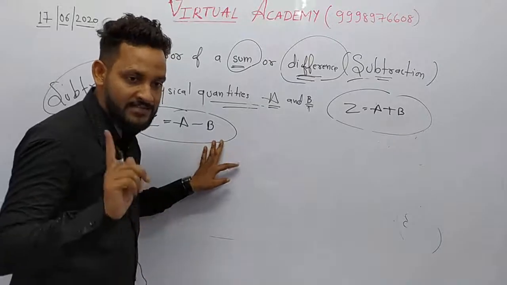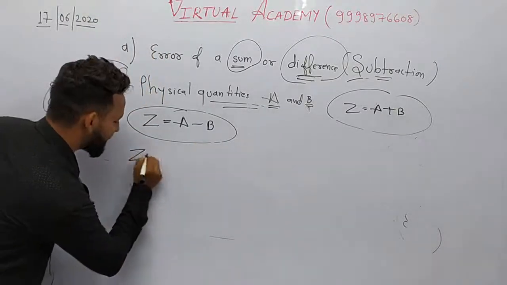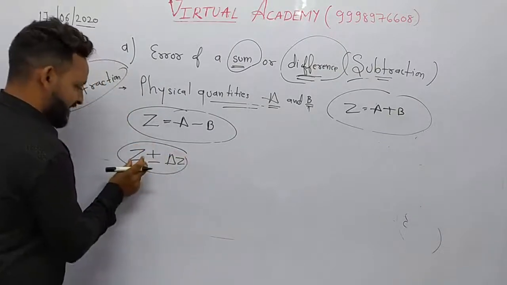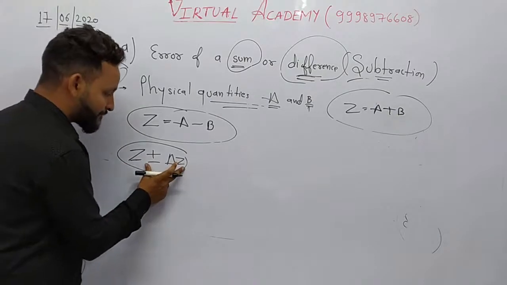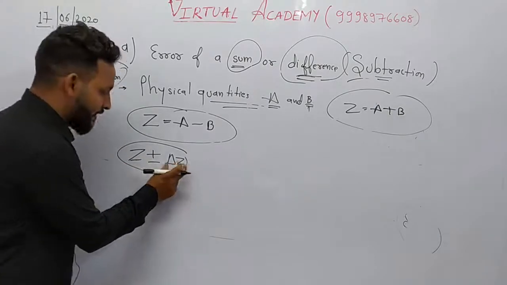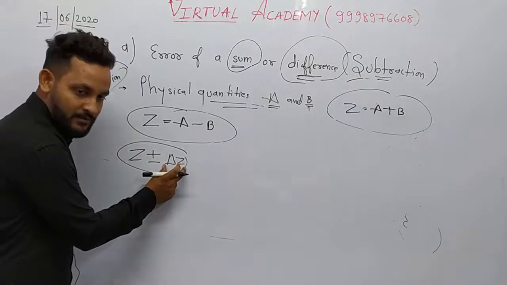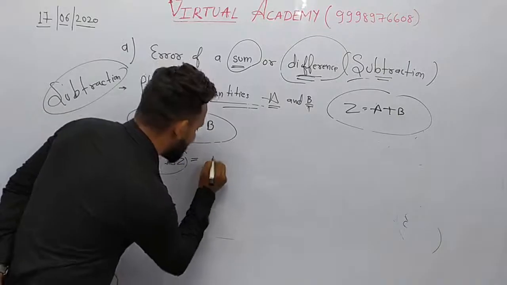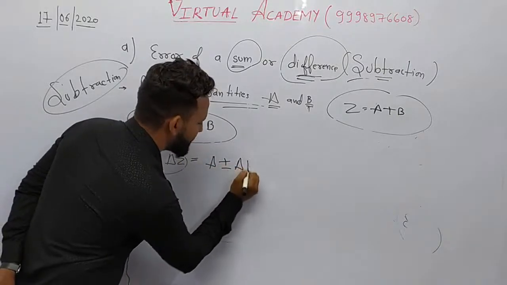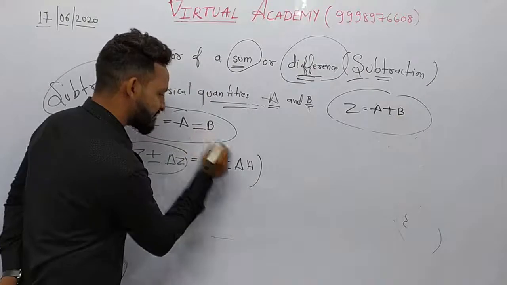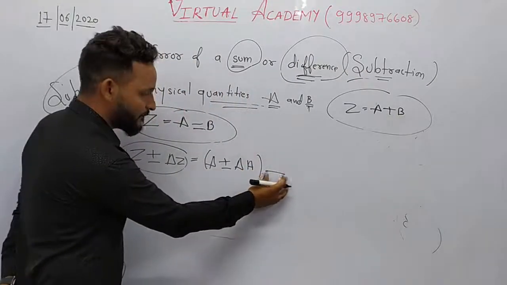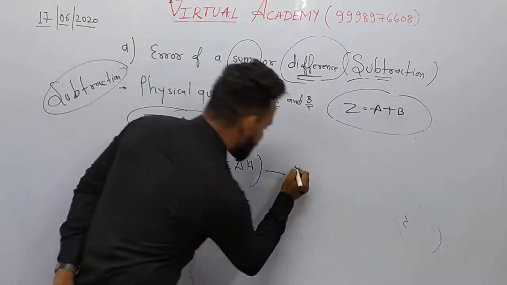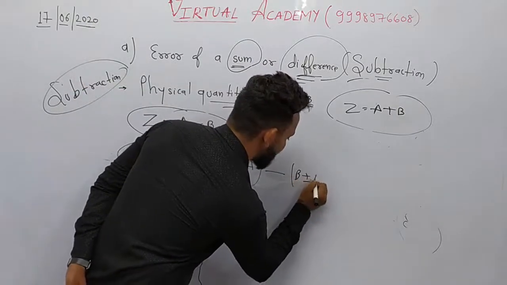But when the error arises, this equation becomes Z plus minus delta Z. Z is the total measurement, and plus minus delta Z, our delta Z, is the total absolute error. It may be positive and negative. What about A and B? So A plus minus delta A. Now there is subtraction, so we have to put the sign of negative, the sign of subtraction. Now what about B? It is also B plus minus delta B.